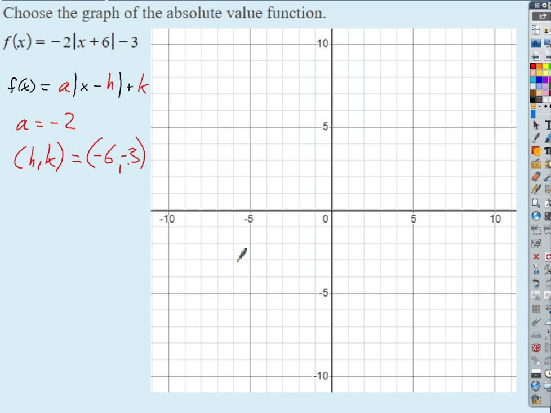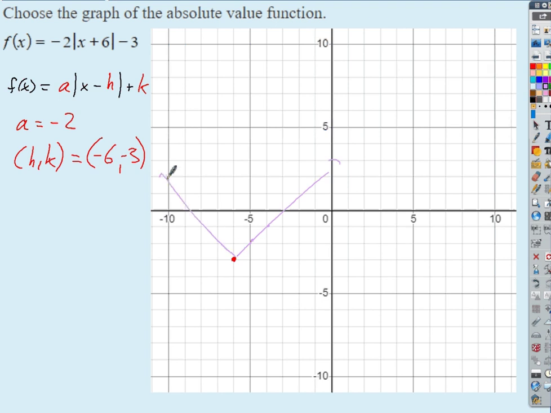Negative 6, negative 3, so it's right there, correct? Yep. Okay. Now, we're going to compare this function to the shape of the parent graph, right? The parent graph, remember, is the one that's going to go over 1 and up 1, over 2 and up 2, etc. Right? So there's the parent graph.